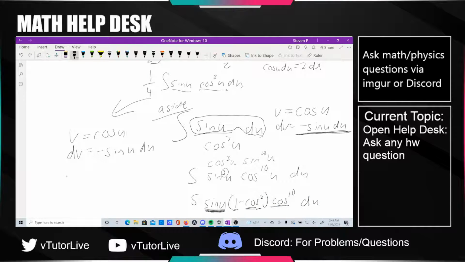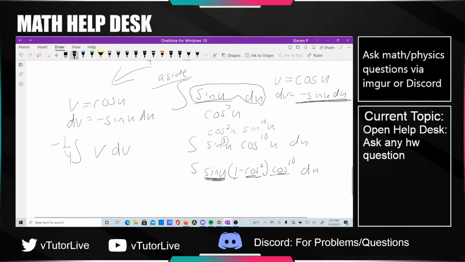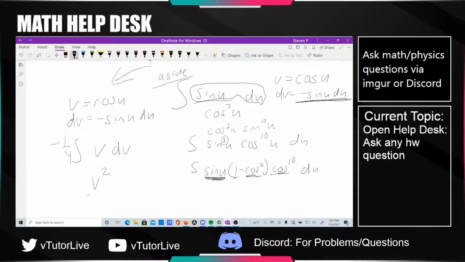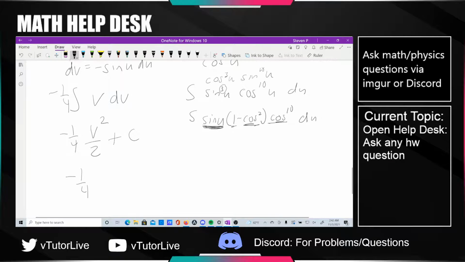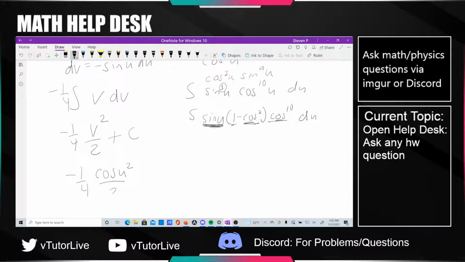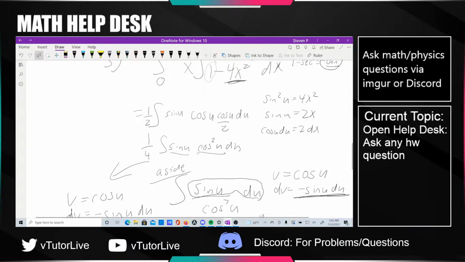At this point, it would turn into, I think, minus 1/4 v dv. This is a very standard integral. This just turns into v squared over 2 times minus 1/4. Now I guess the hard thing is that you have layers of substitutions, right? So you have to add a plus c, minus 1/4. When you sub it back in, what was v? V was just cosine of u. So this turns into cosine u squared over 2 plus c. Now what was u? You've got to sub it in again. You see, it's a bit of elbow grease.